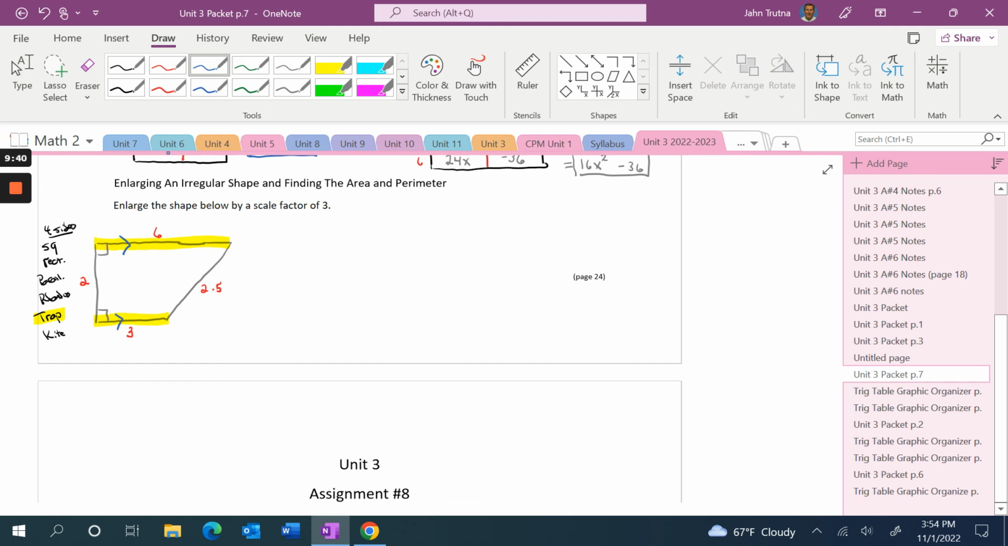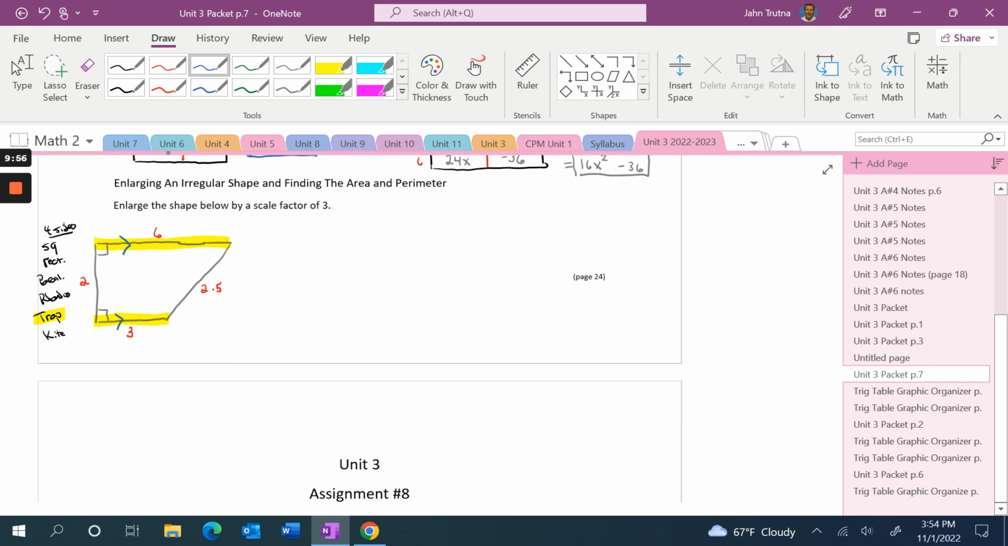And I know they're parallel to each other because of these 90 degrees right here. Okay, and those 90 degrees, if those are equal, those are called same side interior angles. If they add up to 180, it means the lines are parallel. 90 plus 90 is 180. It means the lines are parallel.